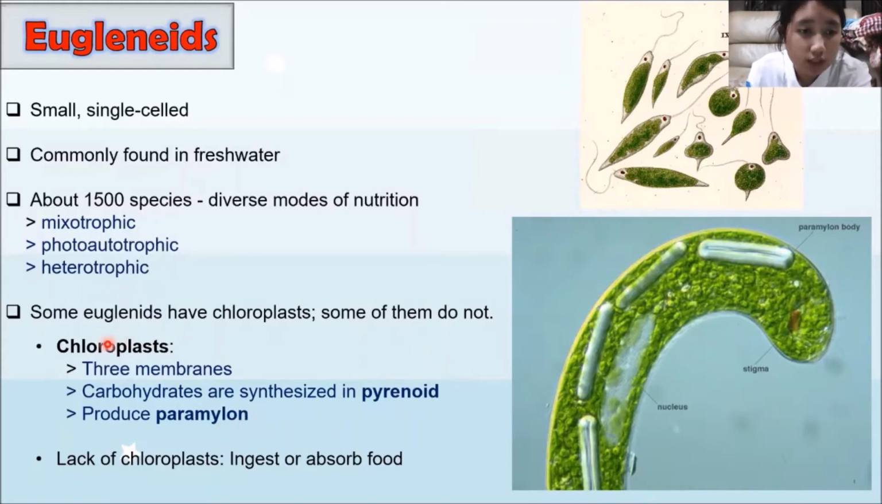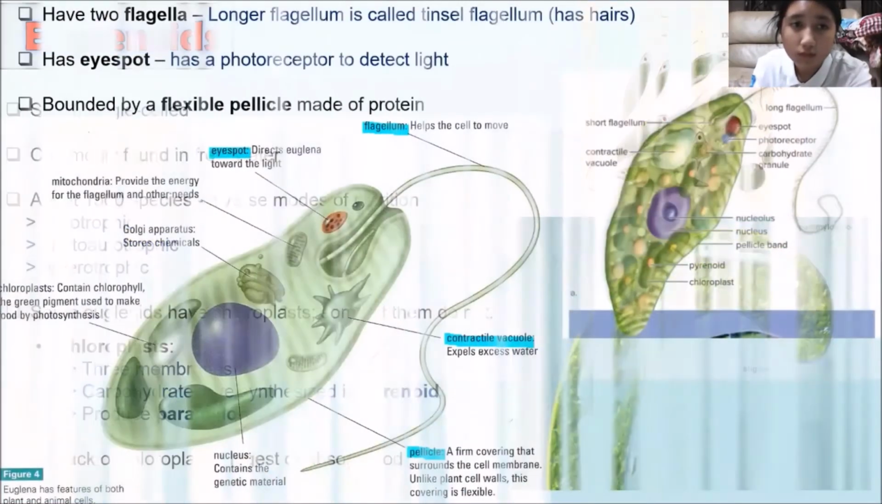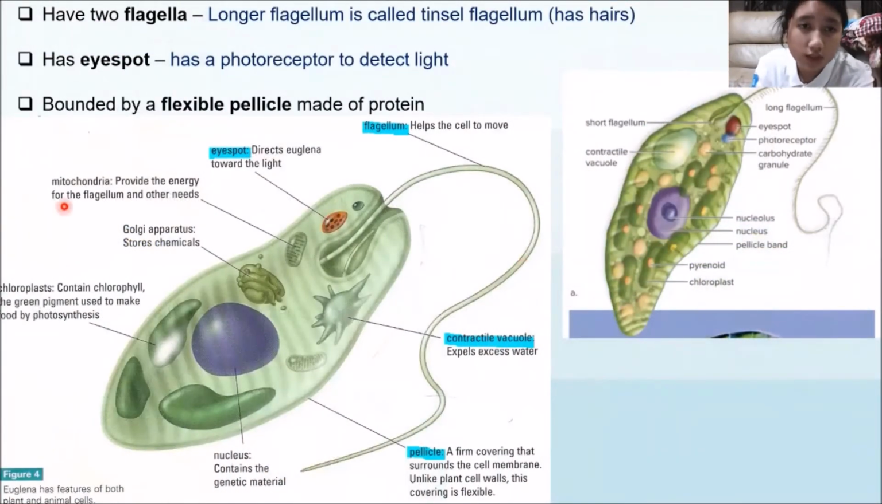For the Euglenids which don't have chloroplasts, they ingest or absorb foods. And from this figure, you can see this is the paramylon body, and it stores the paramylon. So this figure is Euglena.